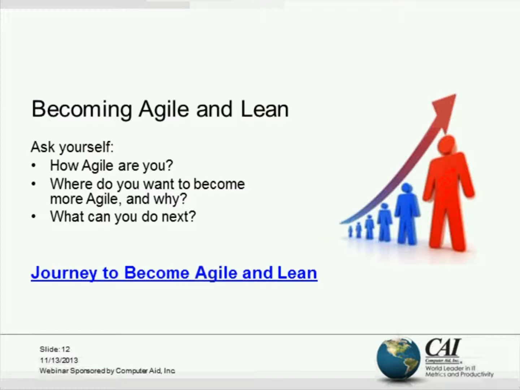Once you have an insight into how agile parts of your organization are, how agile your own team is, then you can decide where you want to become more agile. And I also said why you want to become more agile. I think the why question is very important, to have a good understanding of why you want to improve and why you want to become more agile. If it is clear that you want to become more agile and you also know why you want to do that, then you can decide on the next step to take to become more agile and lean.